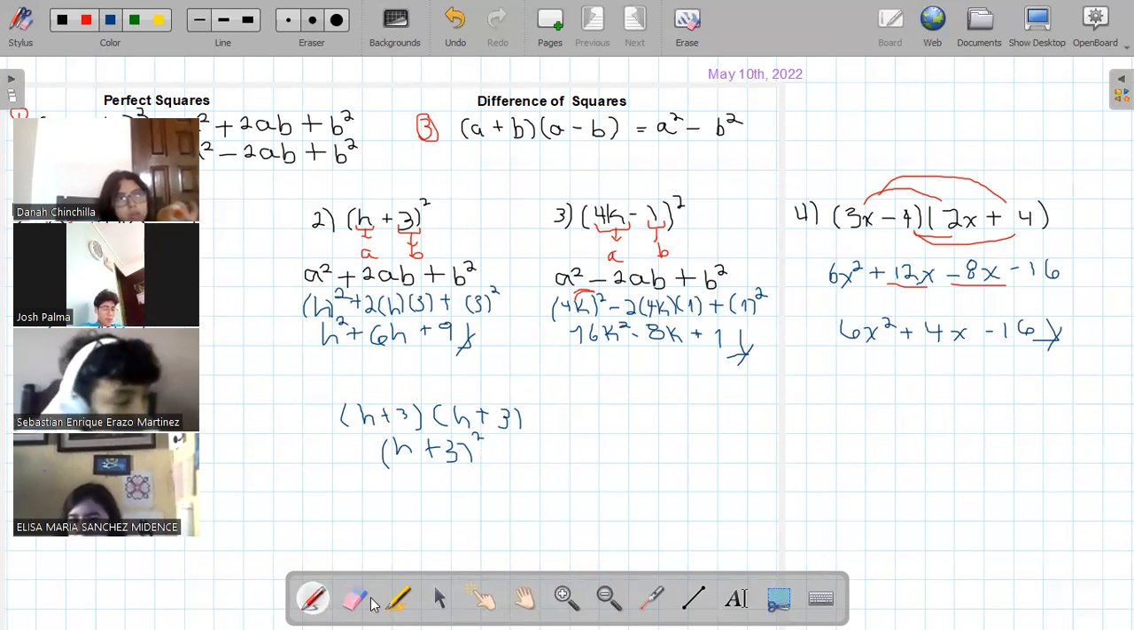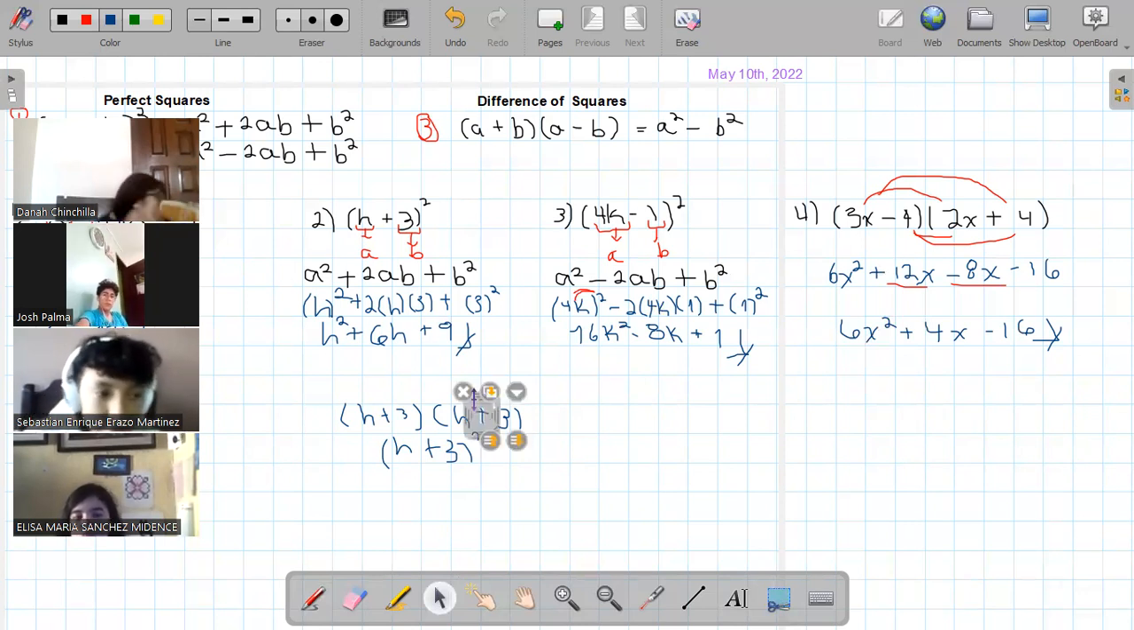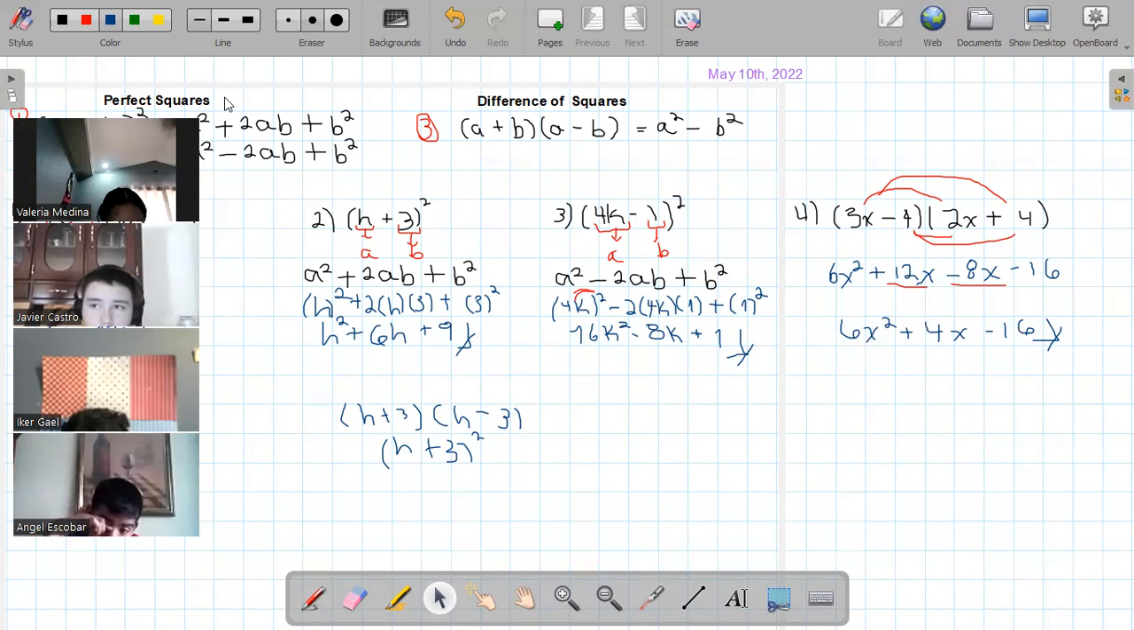So we use formulas when we have the same binomial multiplying itself, or the binomial to the second power, or the only thing that changes is one sign. One is added and one is subtracted, but they're exactly the same terms. H and H, 3 and 3, except one is added and one is subtracted. In this case, they are completely different because this is 3x and this is 2x. So we use FOIL. Does that clear up the question?